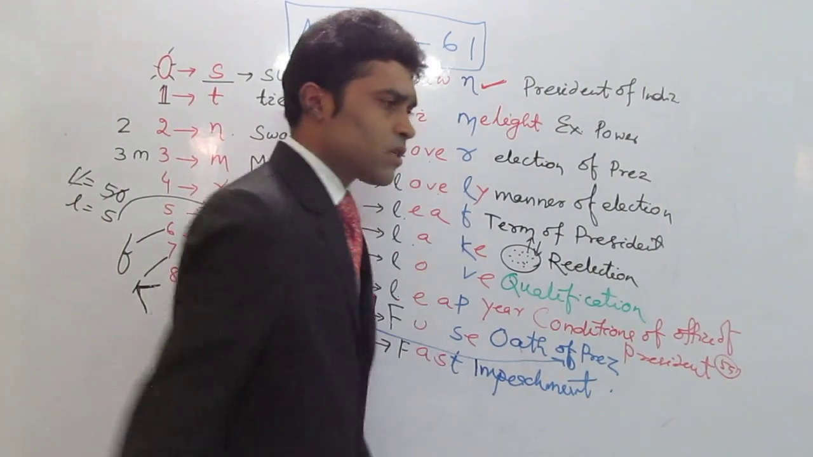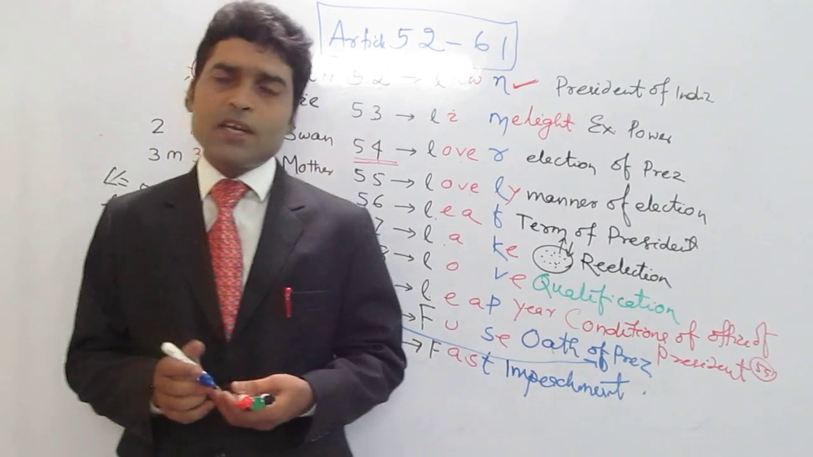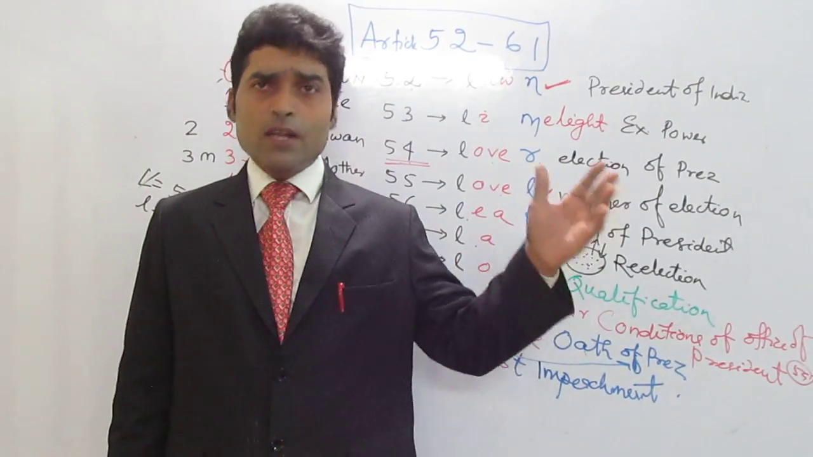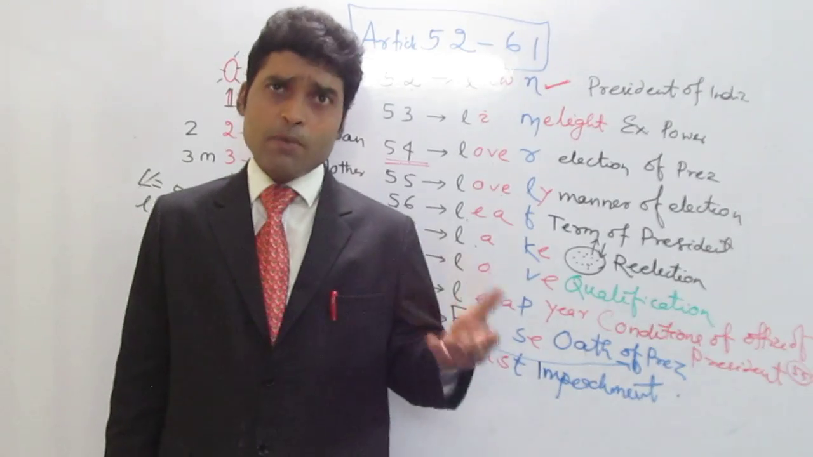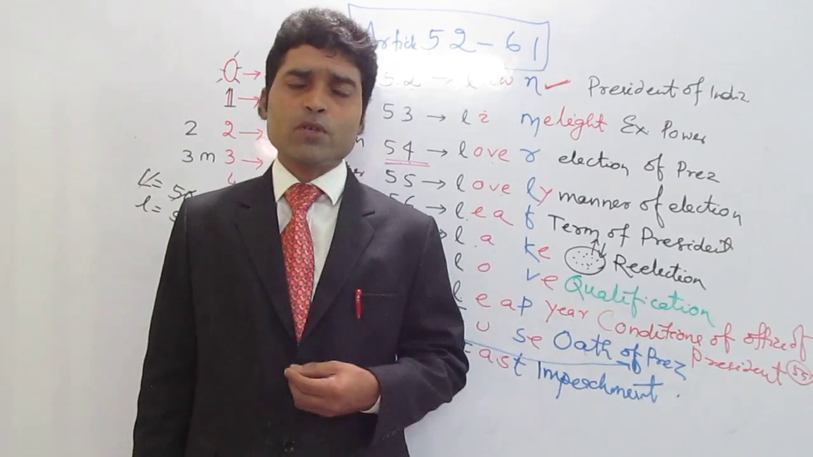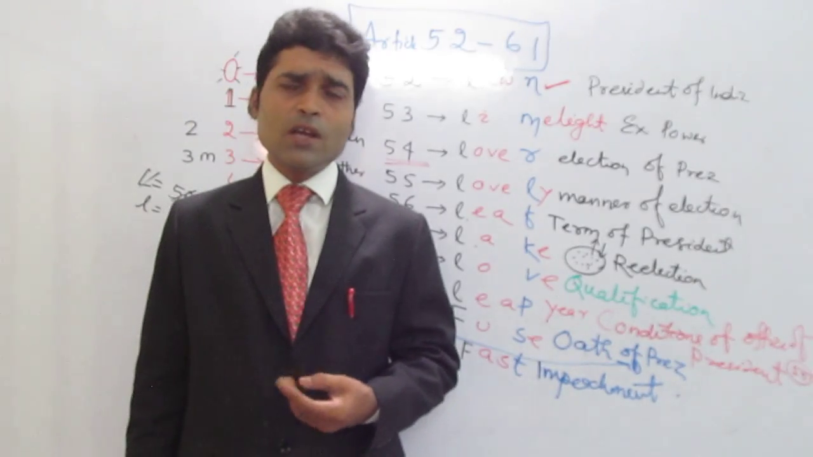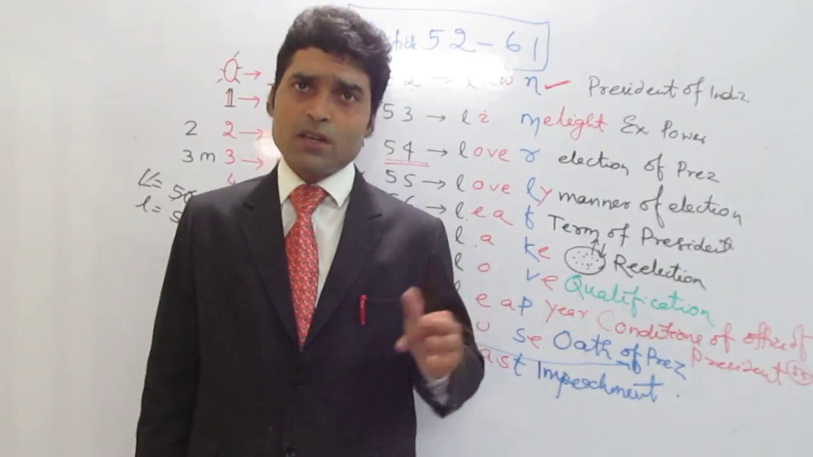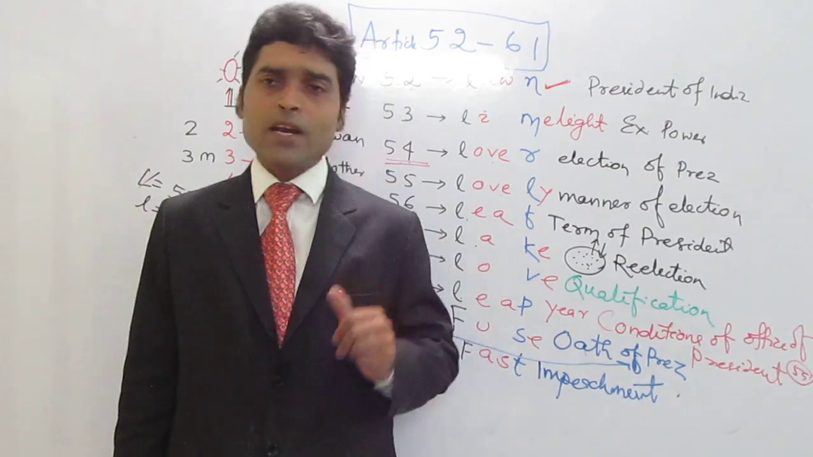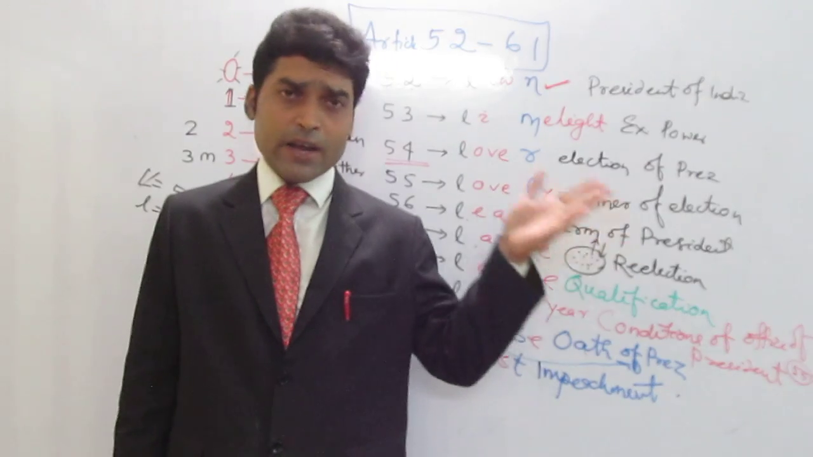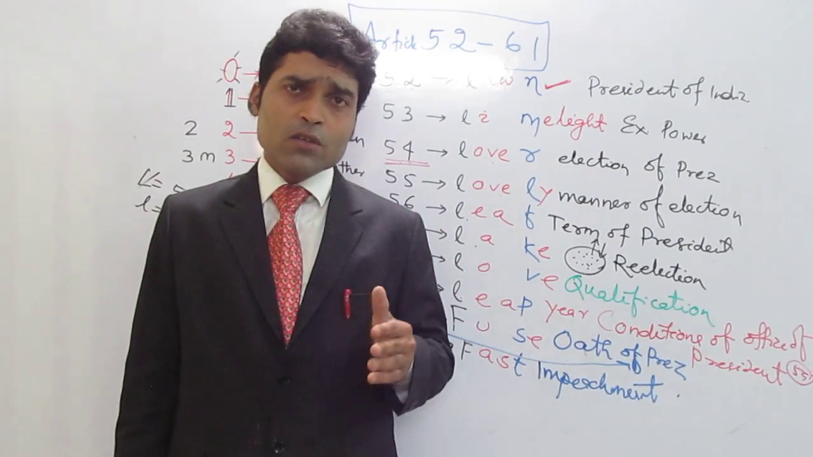There are certain procedures for how to impeach the President of India. Actually, from Rajya Sabha 50 members may initiate the impeachment procedure, or from Lok Sabha 100 members should start the procedure. There are several things we will discuss in other classes. But in our classes we have discussed that the President of India starts with 52 and ends with 61. So these are the things.